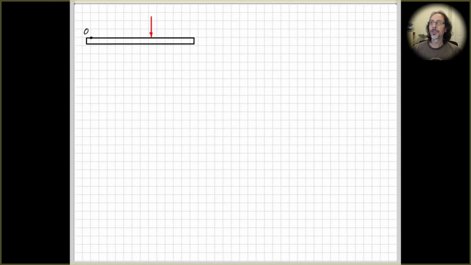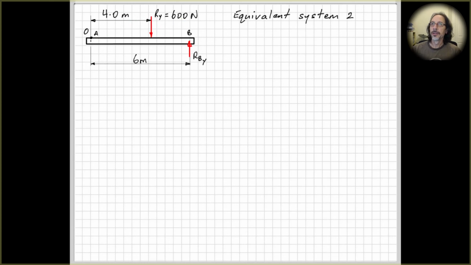Now let's look at equivalent system 2. Equivalent system 2 was just a single force, RY equals 600 newtons, 4 meters to the right from point O. Label everything again, put on our unknown forces as our reactions, apply our equations of equilibrium. This time I'm going to go back to starting with the sum of the moments about point A.